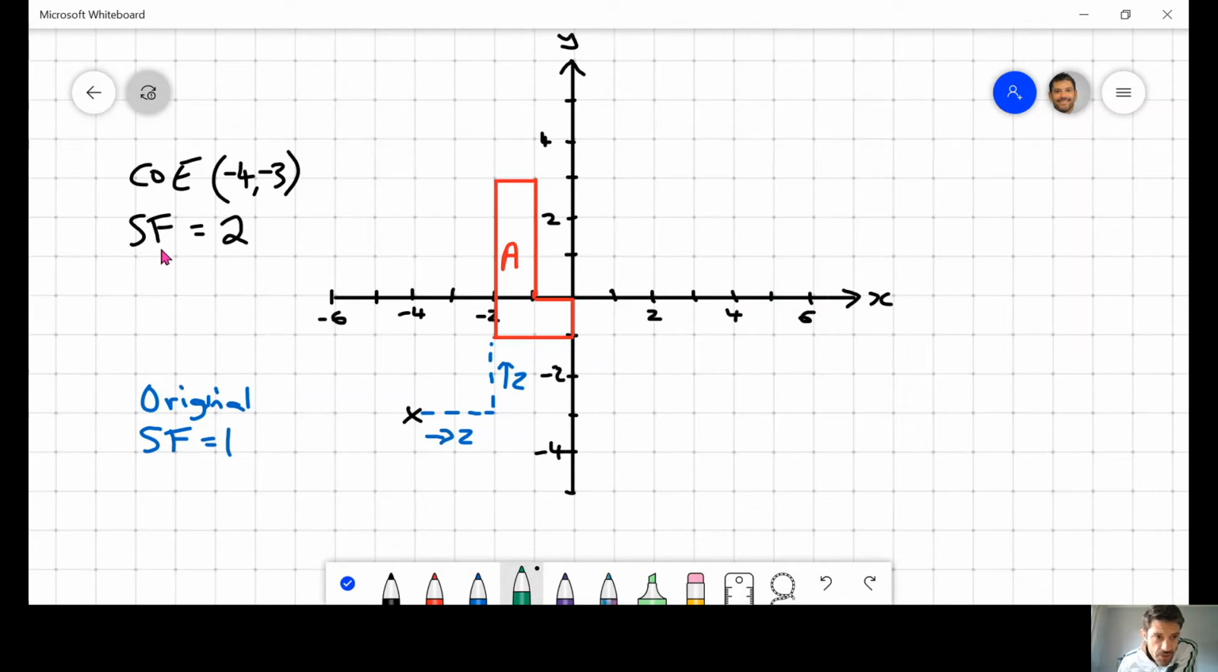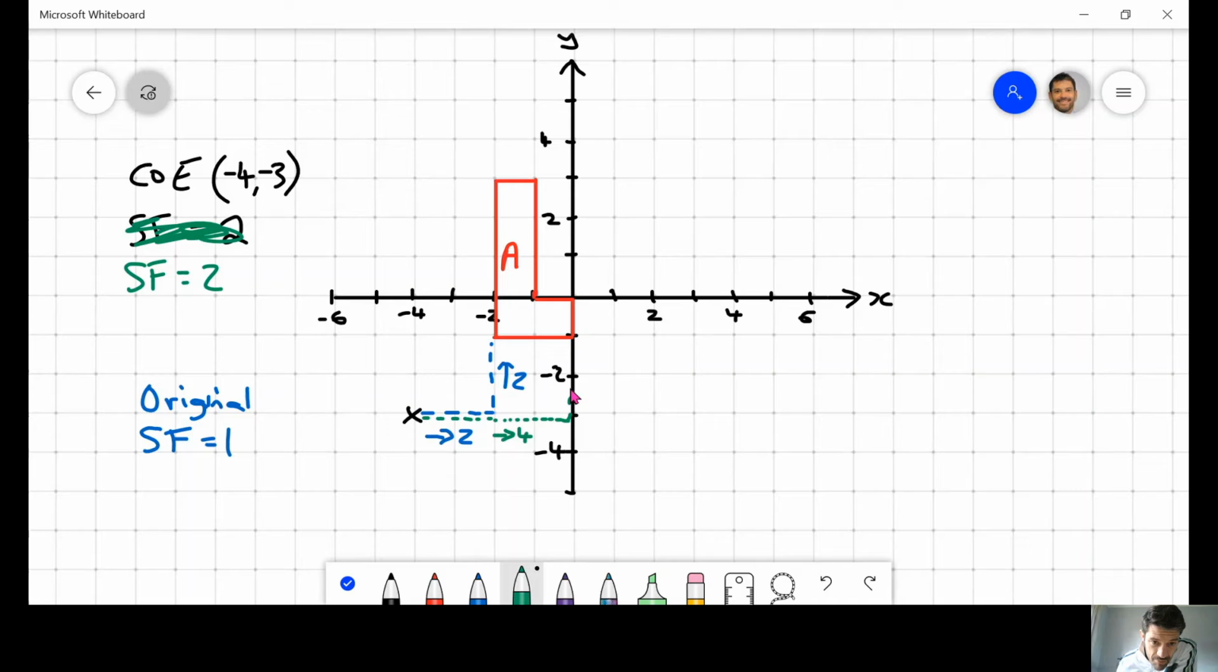So scale factor 2. It's going to get a bit messy in here, but I'm going along 2 and then another 2. So I've gone along 4.